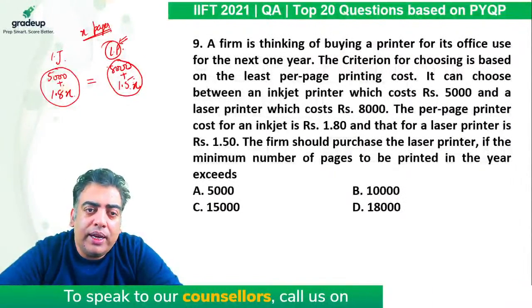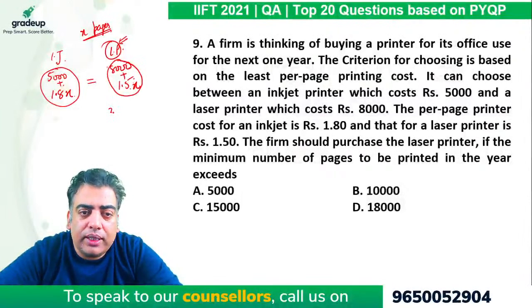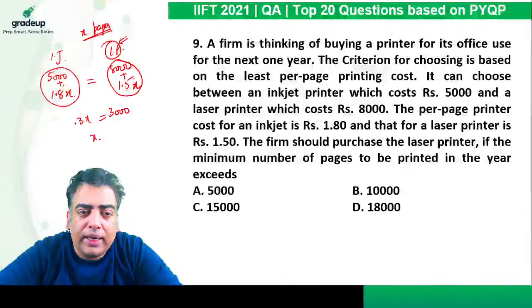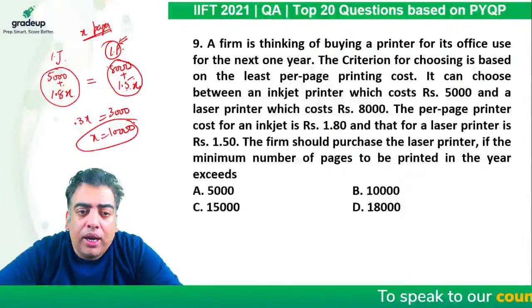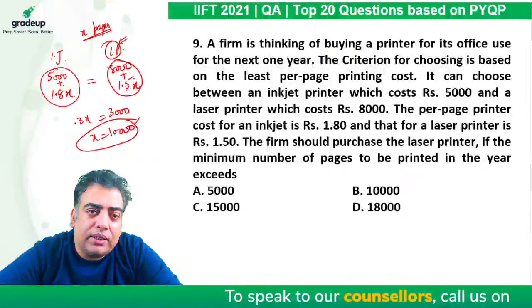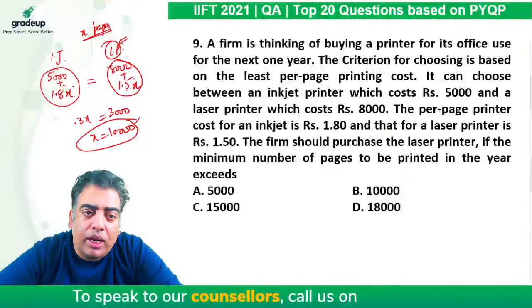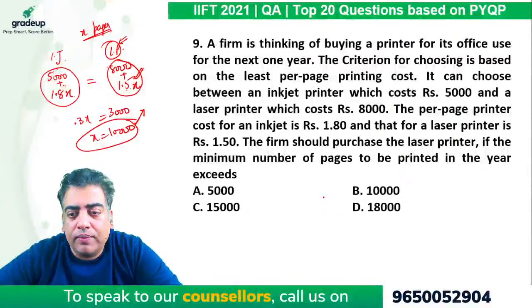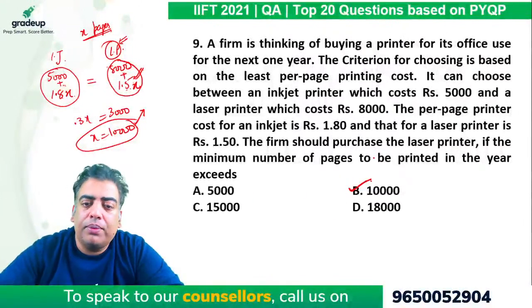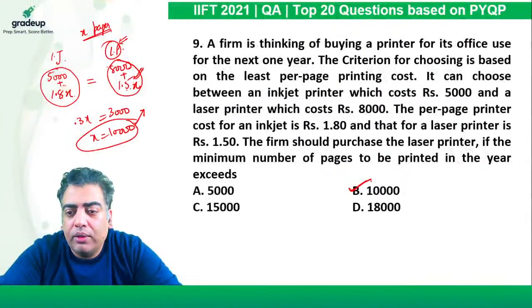So it gives me 8,000 minus 5,000 is 3,000 and 1.8 minus 1.5 is 0.3x. On solving, x comes out to be 10,000, which means for a minimum of 10,000 pages, the two will be equal. And when it is beyond 10,000, it is advisable to purchase the laser printer. So the minimum number of pages to be printed will be 10,000.